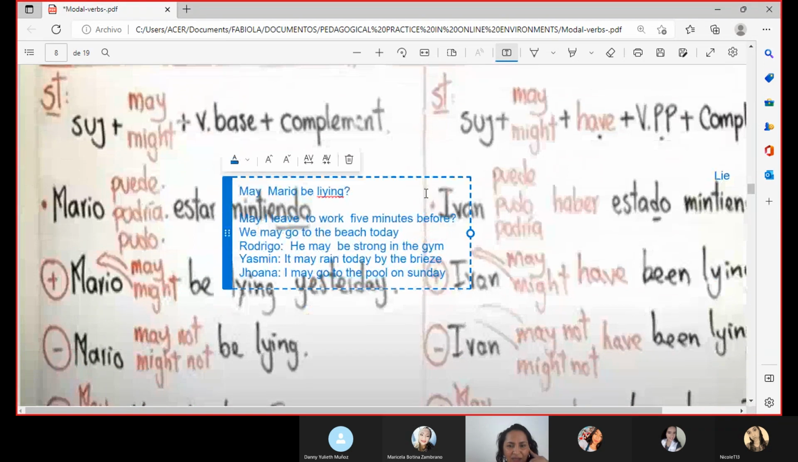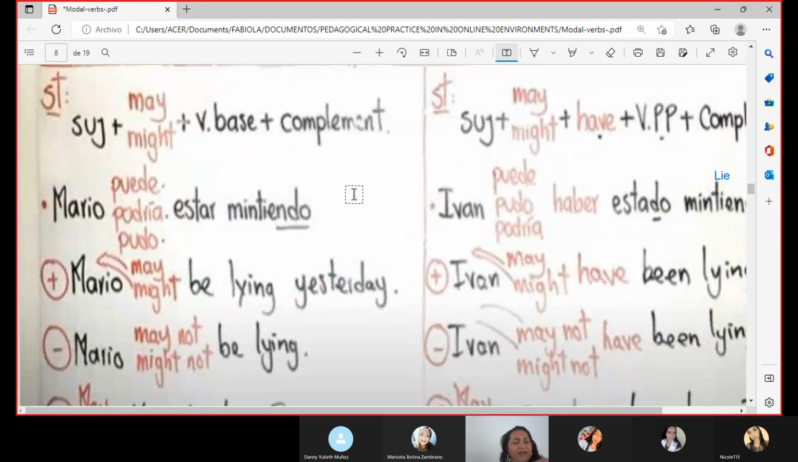Entonces, give me a second. But in this part, what is the structure? The structure is subject, modal verb may or might, más verb in basic form, más complement. Subject plus may plus verb in basic form plus complements, yes? For example, Mario puede o podría estar mintiendo. Puede, podría o pudo. Cualquiera de esos tres los puedes utilizar.